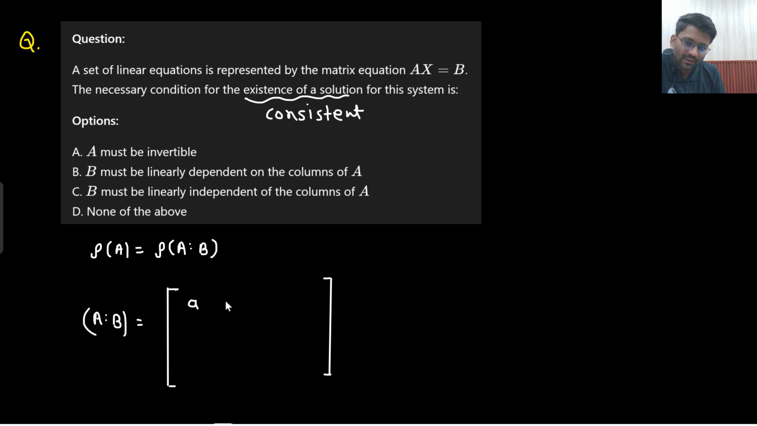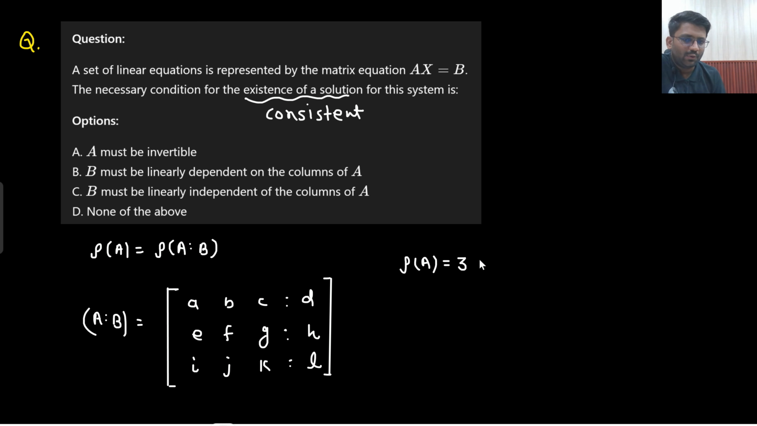So A, B, C, D, E, F, G, H, I, J, K, L. Okay, this is my A augmented B. If I say rank of A is 3, then you know for sure rank of A augmented B will also be 3 only, no? Rank of A is 3. That means all 3 are non-zero rows. Then for sure rank of A augmented B will be 3 only.